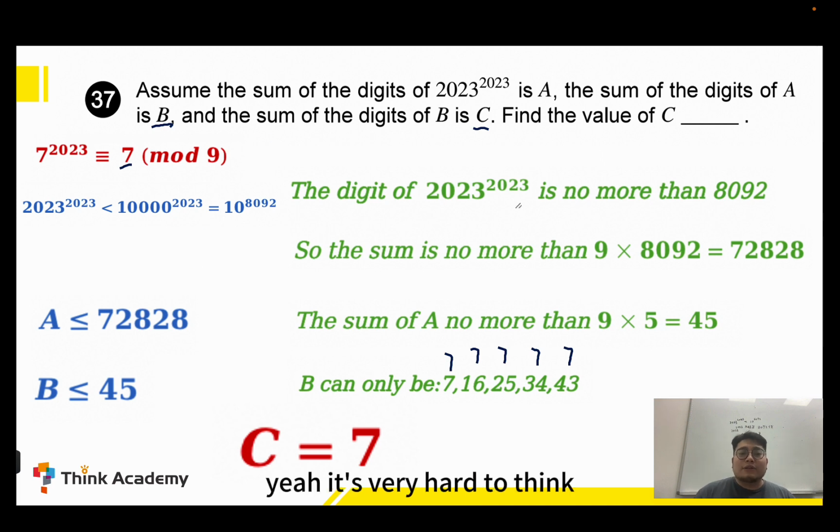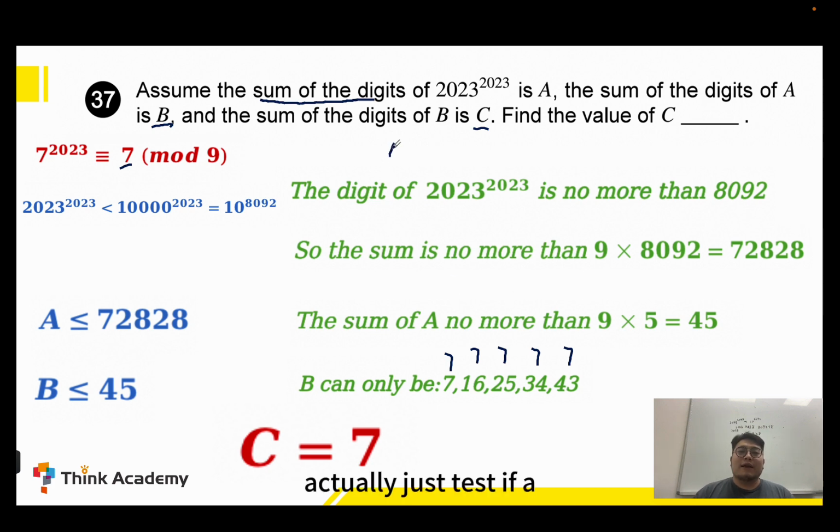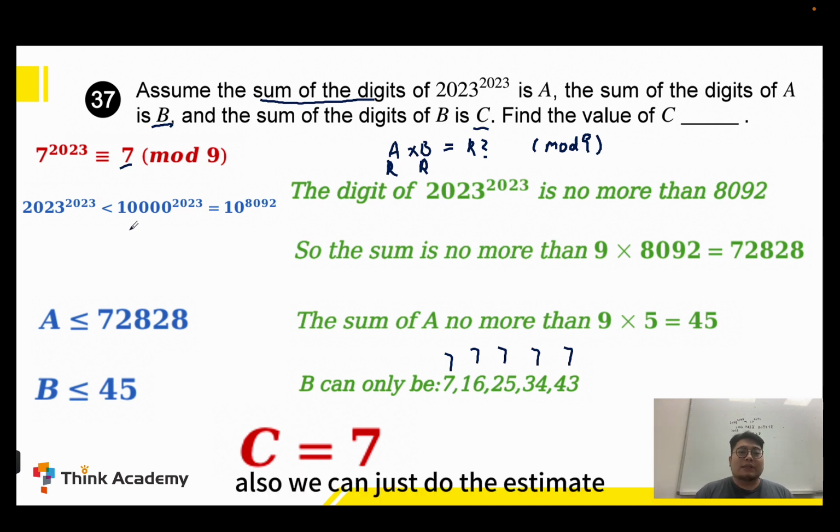For this question, it's very hard to think of, because you want to find the sum of the digits of 2023^2023. If you see the sum of the digits, you need to think about divisibility. We have the sum method, the difference method, and the last few digits method. This one just tests the sum of the digits, so you need to check divisibility by 9, 99 or 999. Here we just choose 9. And don't forget this conclusion about the remainder: to find the remainder of A times B, you find each remainder, multiply them, and divide by the number you want, for example mod 9. Also, we can do the estimated calculation like that, step by step, to find the answer.